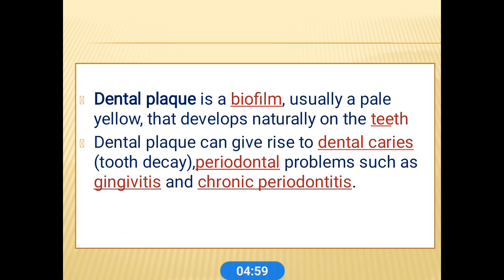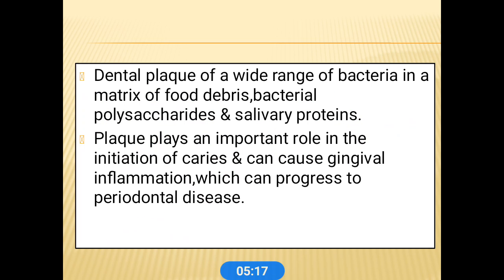Usually this gives the yellow coloration to our teeth, that is dental plaque. Dental plaque can give rise to dental caries, that is tooth decay, and periodontal problems like gingivitis and chronic periodontitis. Dental plaque consists of a wide range of bacteria in a matrix of food debris, bacterial polysaccharides and salivary proteins. This dental plaque plays an important role in the initiation of caries and can cause gingival inflammation, which can progress to periodontal disease.